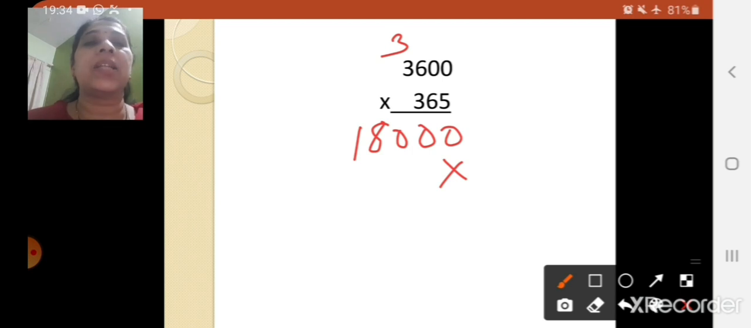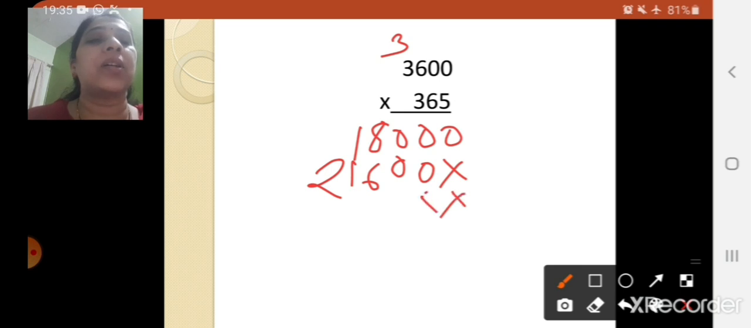Now the second digit, 6. 6 zeros are 0. Again 6 zeros are 0. 6 sixes is how much? 36. Sorry, 6 written and 3 carried over. Then 6 threes are 18. 18 plus 3 is 21. So write 21. Now for the third digit, put a multiplication sign.